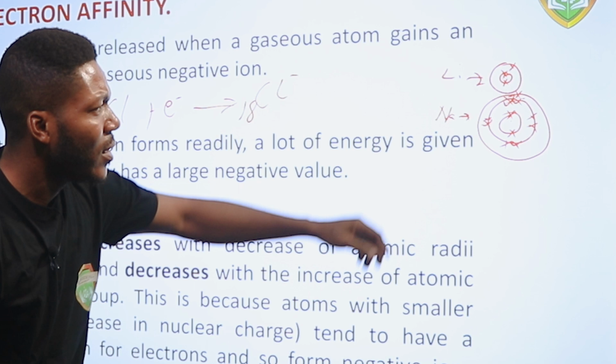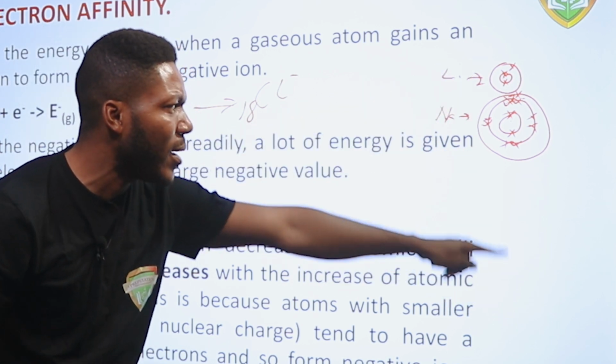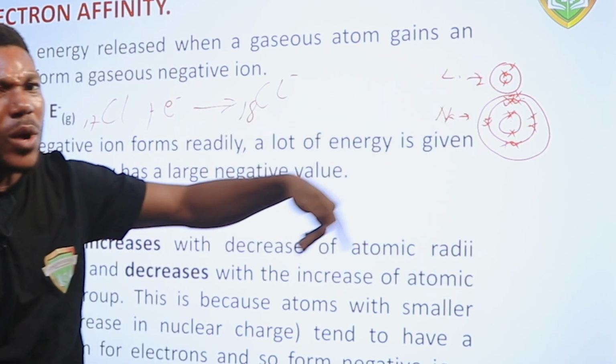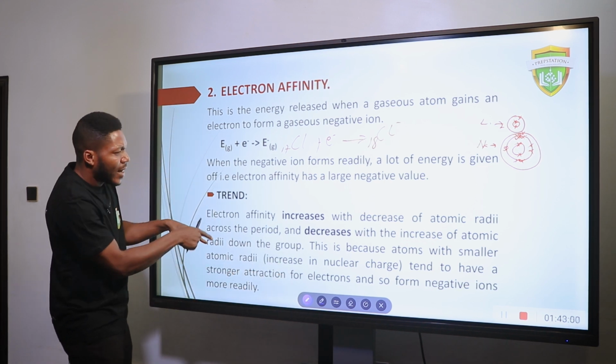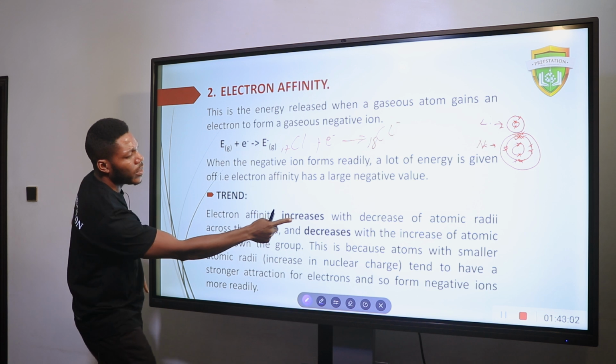you can see the size keeps on increasing. Electrons are added into another shell entirely. That is why this trend is like this. Electron affinity increases with a decrease in atomic radius.